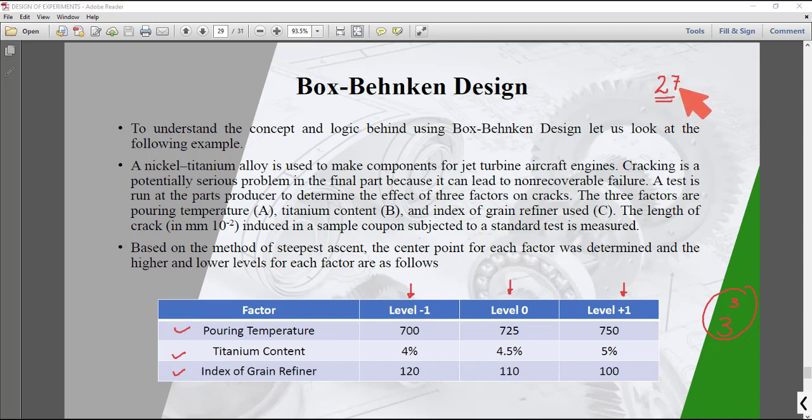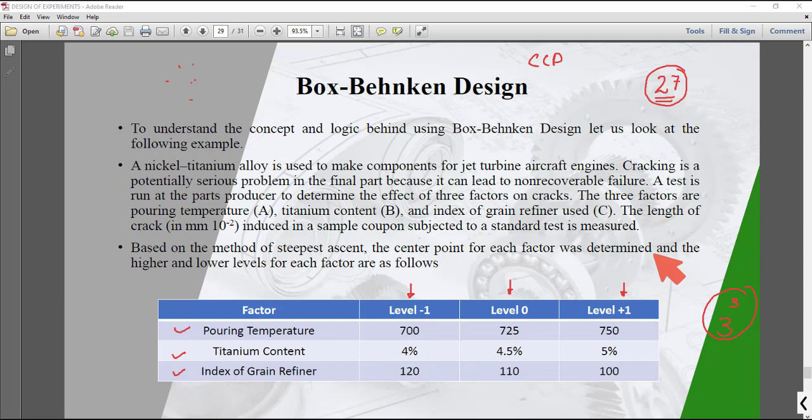But what happens, sometimes I do not have enough time, or else I do not have enough money to perform so many experimental runs. If instead of this I had used CCD, how many experimental runs would I have to perform? You can calculate it. Okay, see, there are 3 factors, right? And there are 3 levels, right? Means basically axial and alpha. So you can calculate it for CCD also.